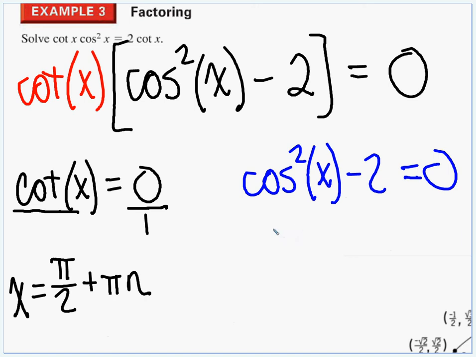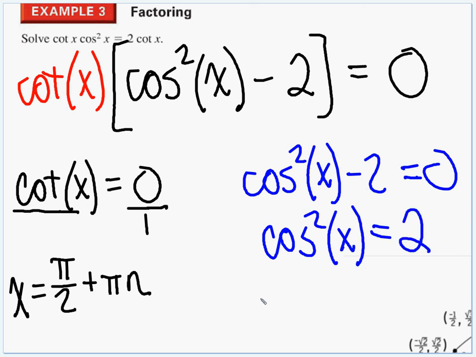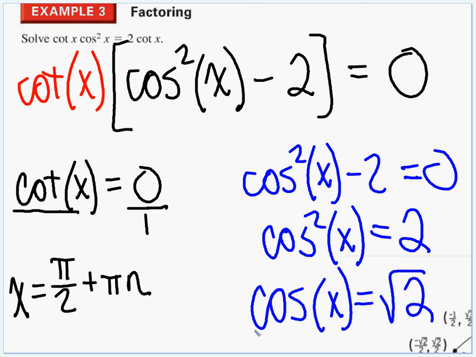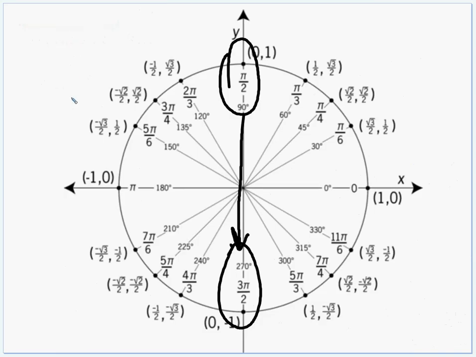Let's go over to the other one here in blue. And if I take cos squared there and add 2 to both sides, we're going to have that's equal to positive 2. And if we take the square root, cos of x is going to equal the root of 2. So on the unit circle, can we find places where cos is equal to the root of 2? Where is our x value equal to root of 2?